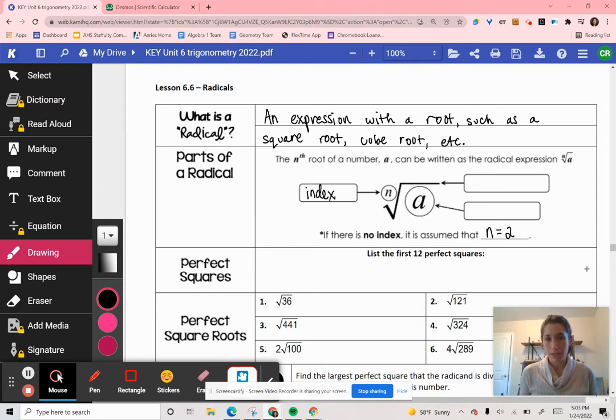This part here, that's called the radical, and the number underneath it, the radicand.